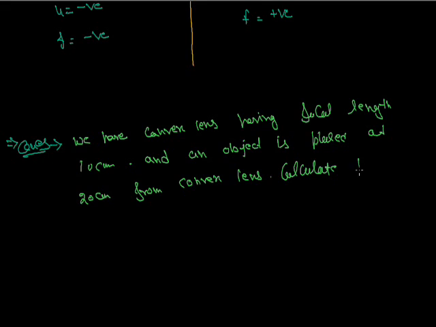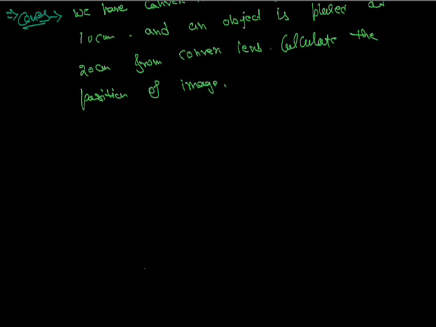Calculate the position of image. What do we do? Firstly, we go for its solution. So make the convex lens. This is the convex lens and this is the optical center, and this is the principal axis.